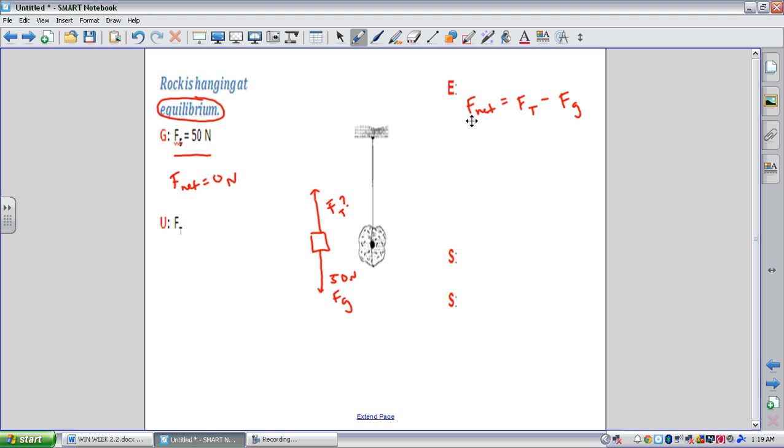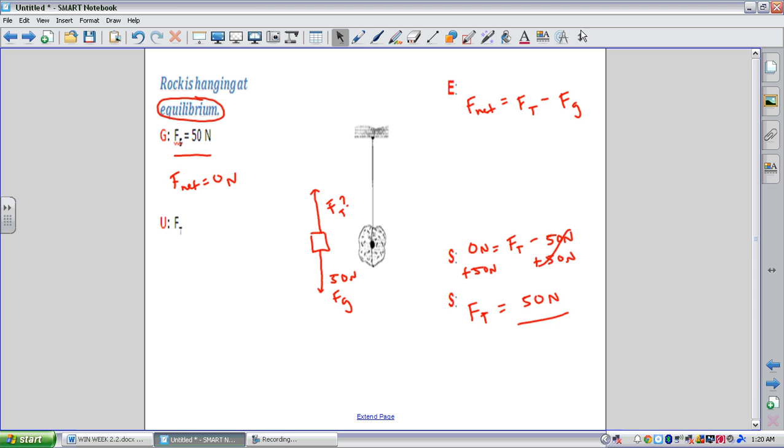So now that we have our equation, we know that we're taking top minus bottom because these forces are going opposite directions. We just fill in our values and we would end up with a substitution step where we had 0 newtons equals the tension force, which is what we're looking for, minus the 50 newtons, the force of gravity. So to solve for tension force, we just add 50 newtons to both sides. Cancels here. And you end up with tension force is equal to 50 newtons.